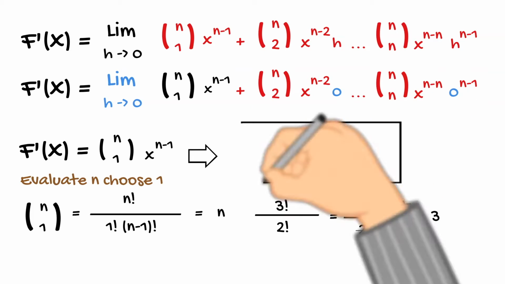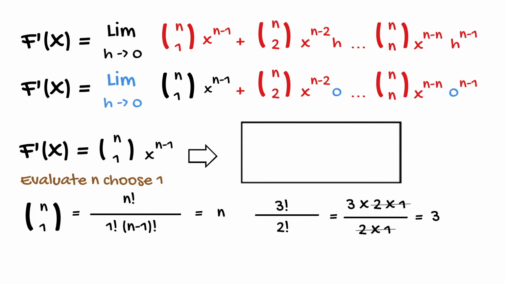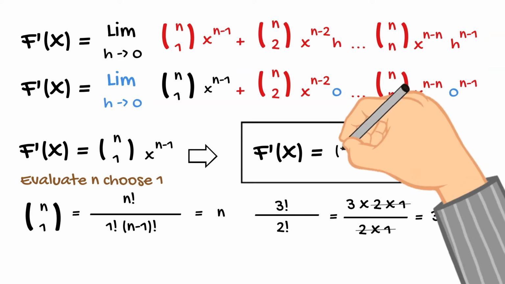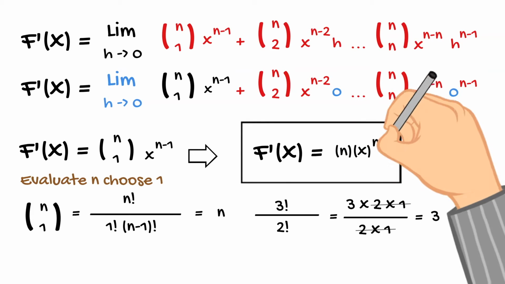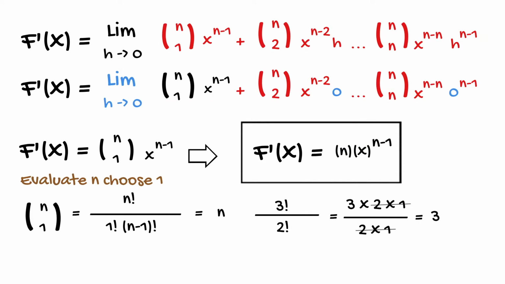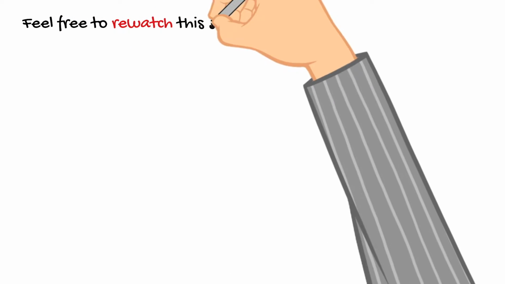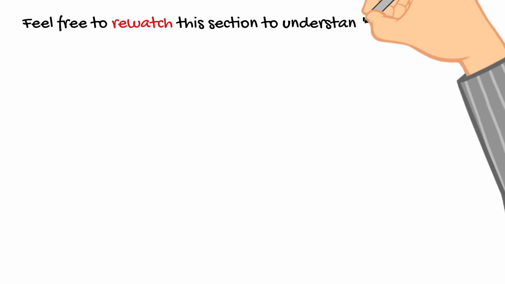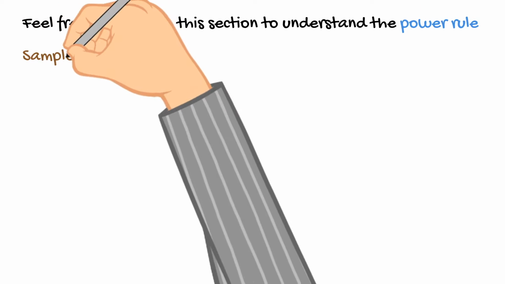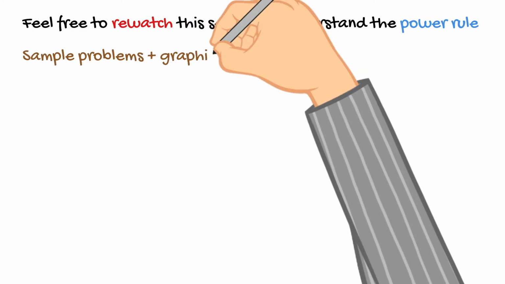Therefore, our n choose 1 term is just equal to n, so the derivative of x to the n is equal to n times x to the power of n minus 1. And this is the power rule, or a method to calculate the derivative of polynomials much faster than the first principle. So that was a bit much, but feel free to rewatch this proof if you truly want to understand the derivation of the power rule. But for now, let's move on to some sample problems as well as a graphical verification.